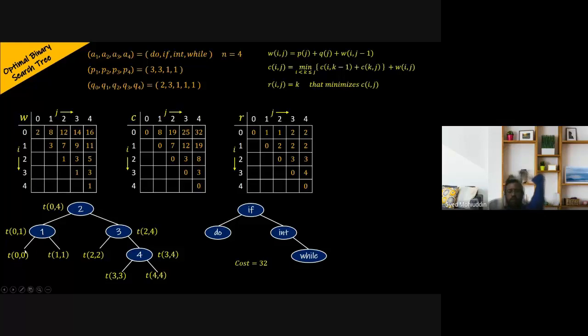Now what about the other tree values? All the others give us the external nodes for unsuccessful search. So here you can find t of 0 comma 0 is 0. So obviously it's going to be the left external node. 1 comma 1 is 0. So it's going to be the right external node of 1.